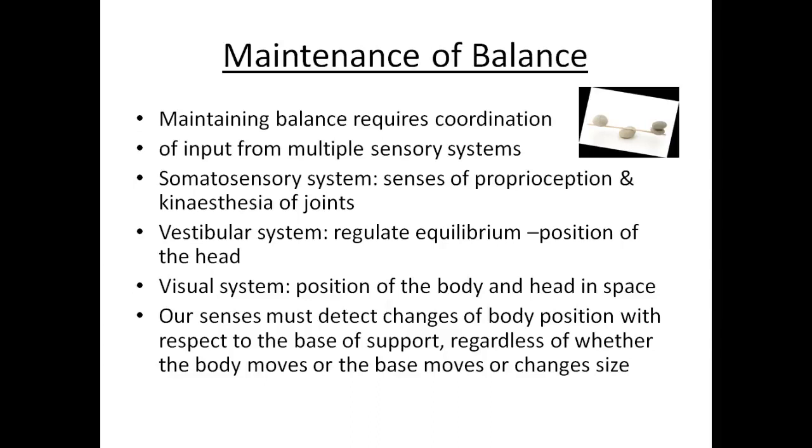We maintain balance as part of coordination of input from multiple sensory organs. So the somatosensory system senses proprioception and kinesthesia of the joints, knowing where the joint is. Then we've got the vestibular system, and that regulates equilibrium and the position of the head. Then we've got our visual system. That's the position of the head in relation to the body in space. And our senses detect changes to the body position with respect to the base of support, regardless of whether the body moves or the base moves or changes in size. So all these systems contribute to balance.